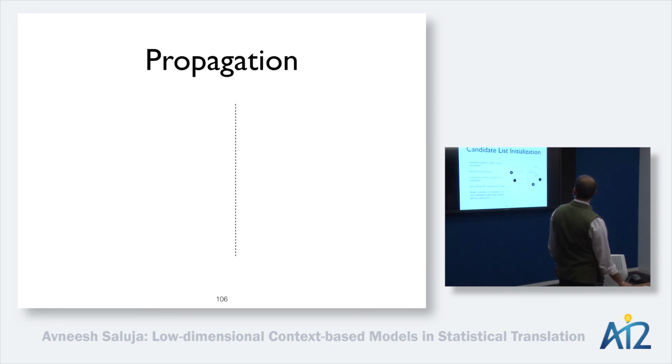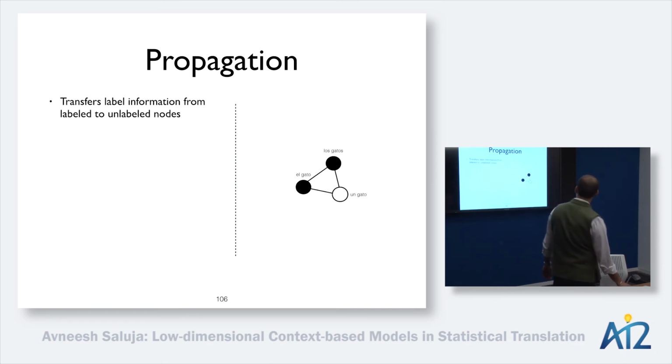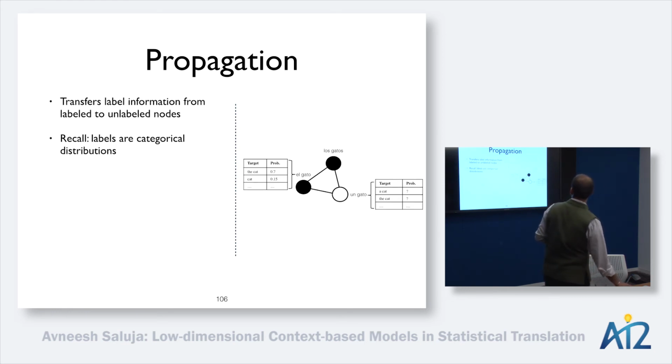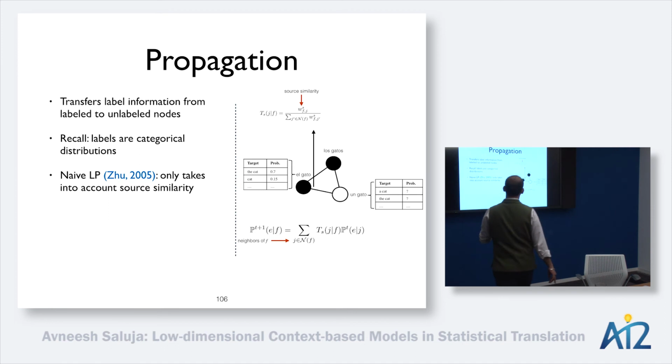All right, so this is the important slide that I wanted to talk about here. How exactly do we do this inference over unlabeled nodes? This is the example that we have, los gatos, el gato, un gato. And recall that the labels are these categorical distributions here. So we can do regular label propagation and look at the potential candidates for an unlabeled source phrase and see, based on how similar the el gato, un gato edges are, propagate information from here to here proportional to the strength of that edge.